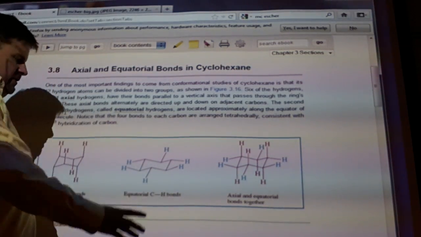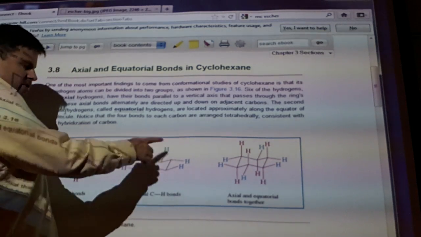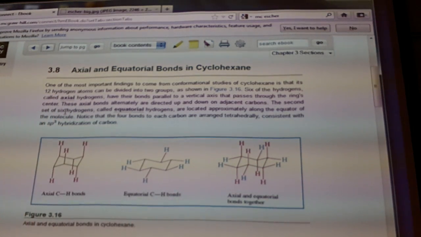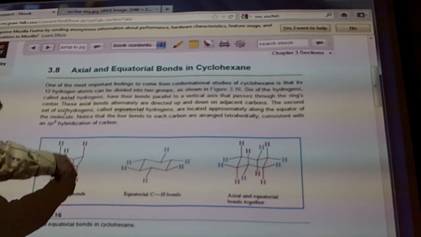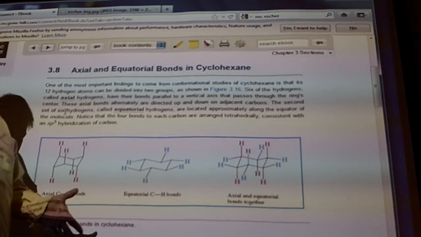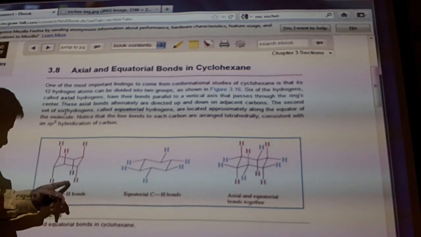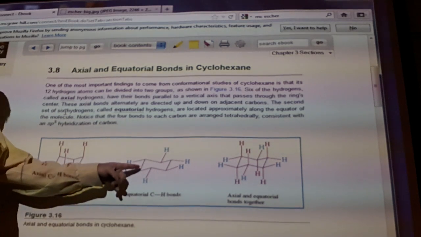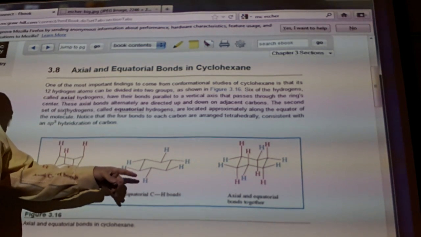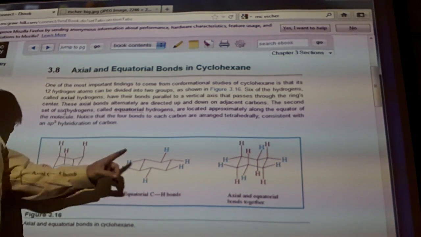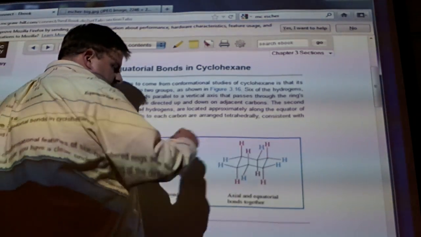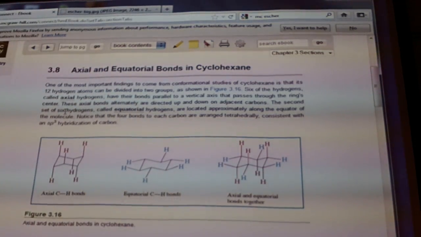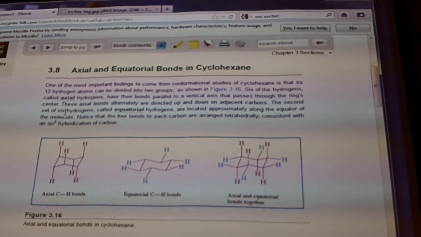So we call these particular CH bonds, all of these ones, equatorial. The ones that are sticking up 90 degrees away from the plane of this are axial. If you want to think about it in terms of a globe, these are the north and south poles, and these are the ones that are at the equator. All right? So axial is the poles, equatorial is the equator. Okay? You put all of those together, and you get something that looks like that.